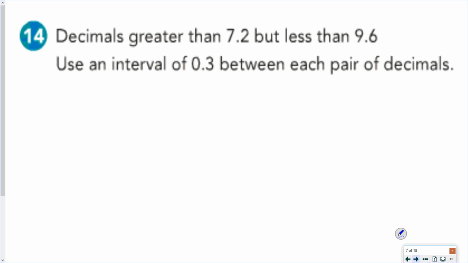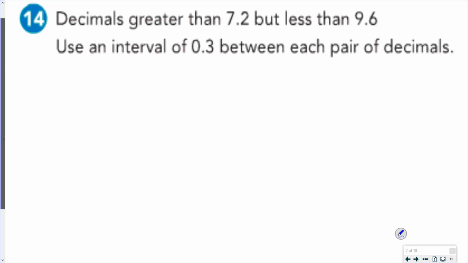Decimals greater than 7 and 2/10 but less than 9 and 6/10, and we want to use an interval of 3/10 between each pair of decimals. This one's very similar to the one we just finished. Instead of starting with 11.4, we start with 7.2. Instead of ending at 15, we end at 9.6. Instead of an interval of 4/10, it's 3/10, but the concept is going to be the same. So I'm going to start down here at the bottom.